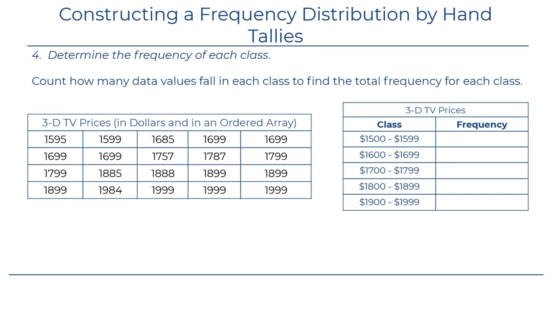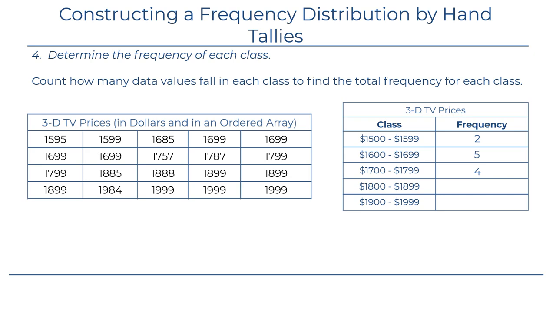How many of my data values are between 1500 and 1599? Well, I can see that I've got 1595 and I've got 1599. So that's 2. So I'm going to enter a frequency of 2 for the first class. I'll continue that for 1600 to 1699, and I can see I've got 1685 and then several instances of 1699 for a total of 5. Continuing that process from 1700 to 1799, I have a frequency of 4.